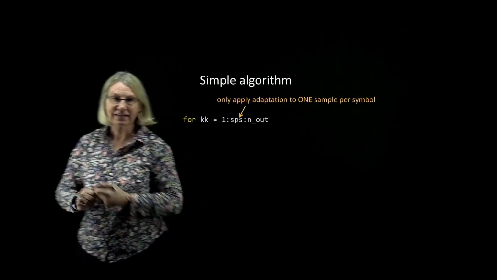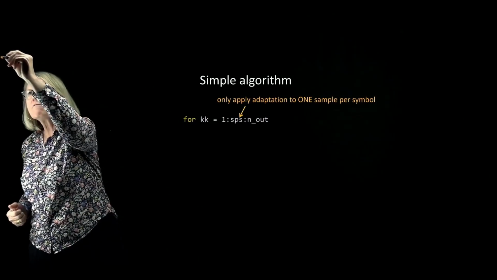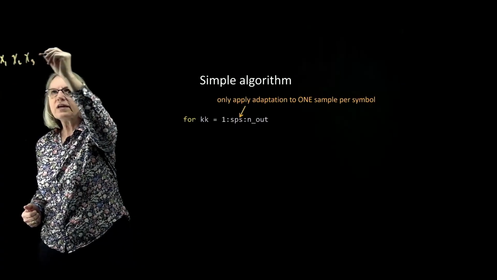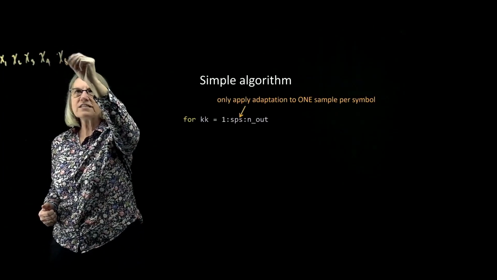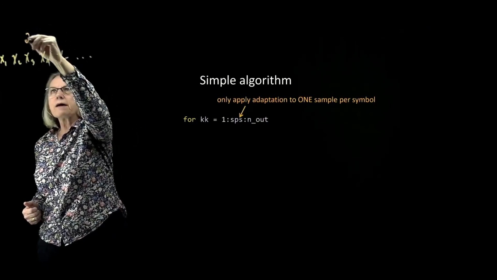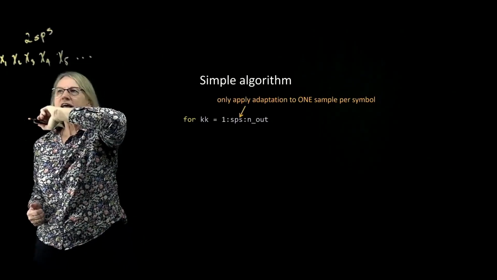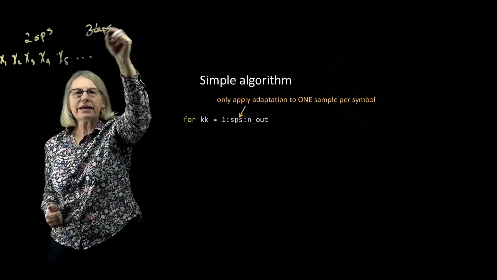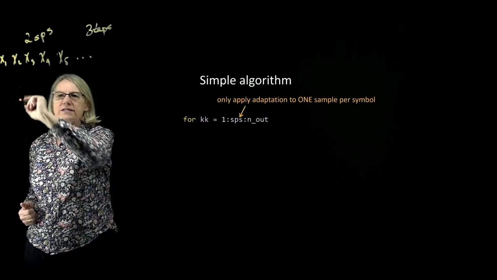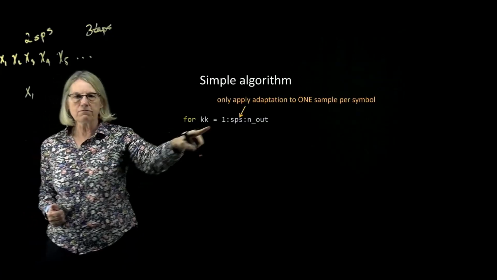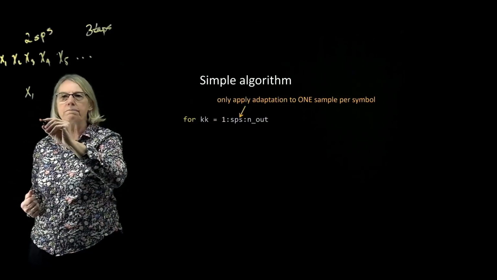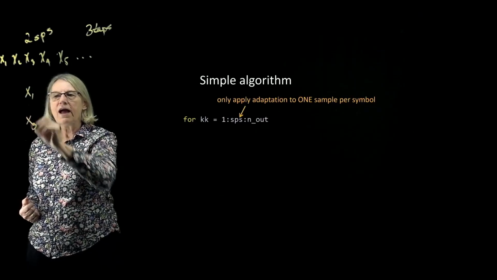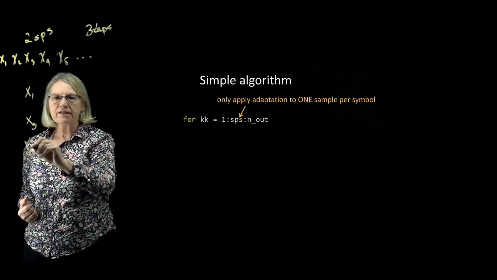So maybe I need a little illustration here. I have, let's say, x1, x2, x3, x4, x5, etc. And let's say I have 2 samples per symbol. Let's say I have 3 taps. I'm trying to keep my illustrations easy to follow. So the first time I'm going to start at x1. The next time I'm going to start at 3, and the next time I'm going to start at 5, etc.